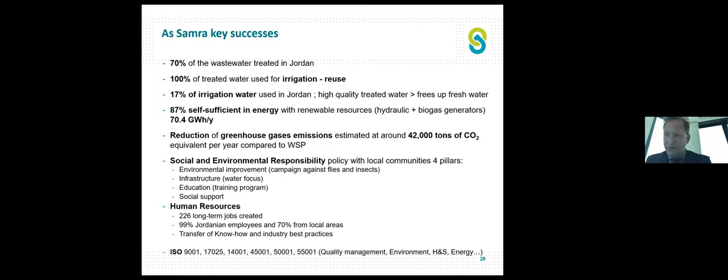Naturally, we have all of the ISO ratings that I put down there, and we've worked with all the authorities to recommend this plant. I can only recommend that if you have the opportunity, please go and visit it, because we are very proud of this plant. Maybe you can go to the final slide. I haven't been too long.